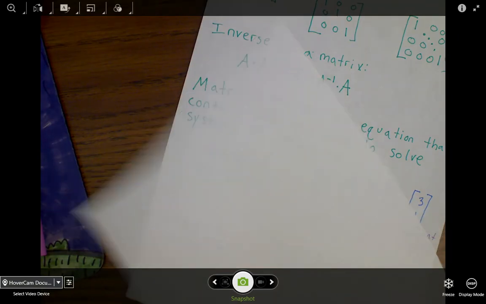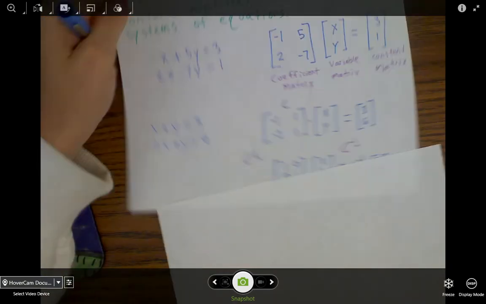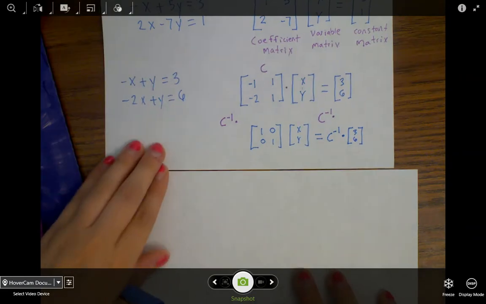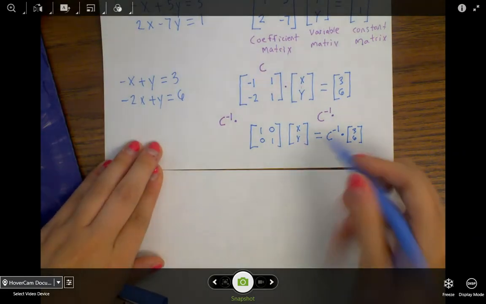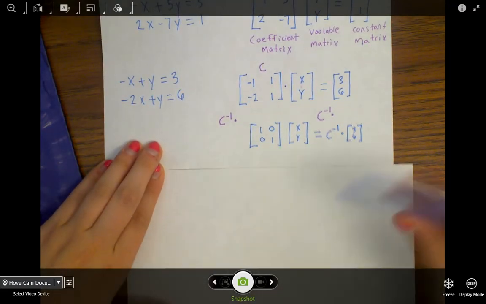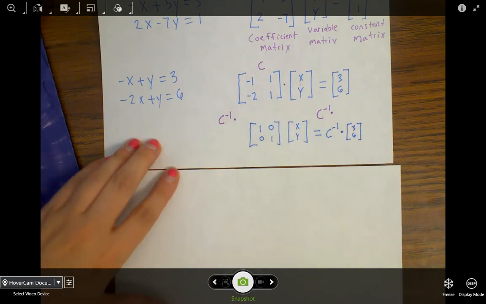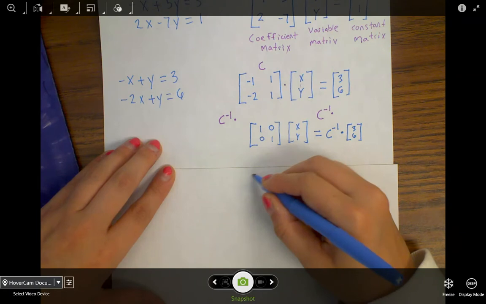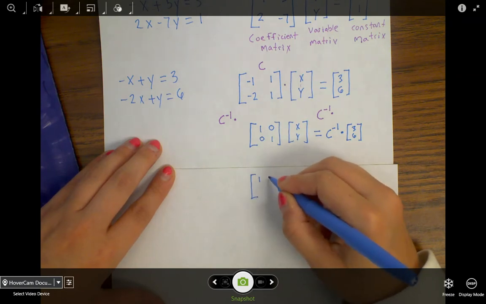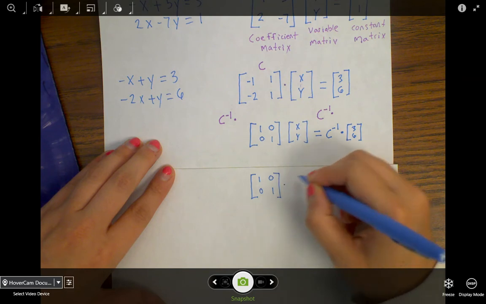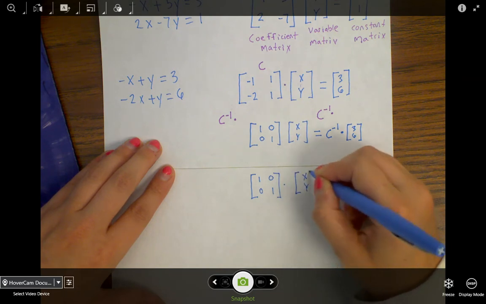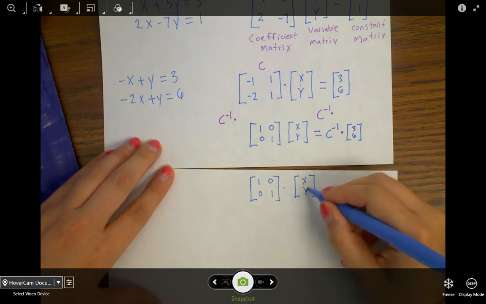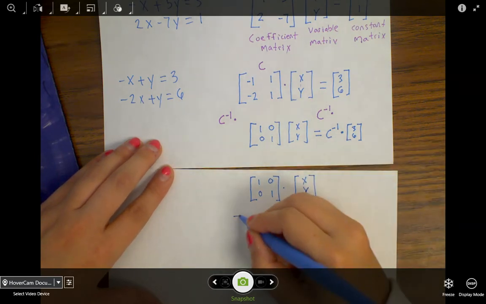Now, if we needed a little bit of convincing that our identity matrix times our x, y matrix is going to make this identity matrix go away, we have learned how to do our matrix multiplication in our last lesson. So let's go ahead and work that out, just so we can all be convinced. In the future, we will not have to work it out every single time. We will just assume that that's going to be the case.